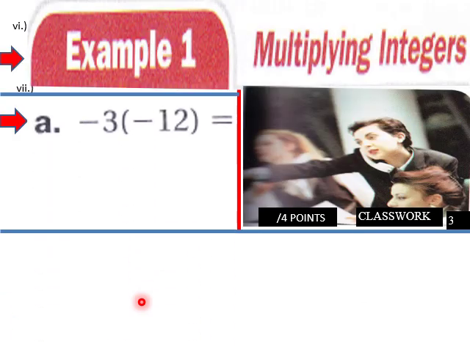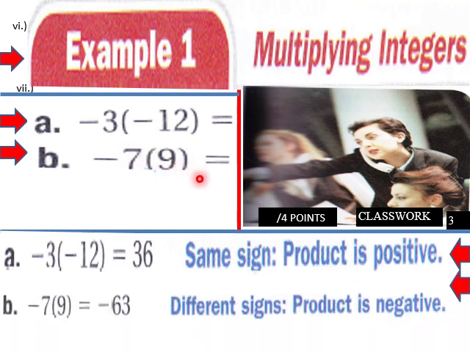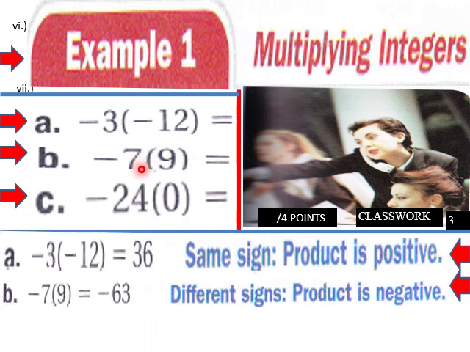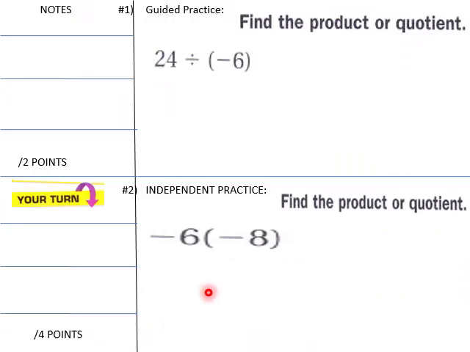So into our example 1, negative 3 times negative 12. We've got two negatives here, so we have a positive 36. Product is positive. And then a negative 7 times 9, we have different signs now, so it would be a negative 63 for B. And then C, you've got negative 24 times 0. Zero product rule is 0. Anything times 0 would be 0.